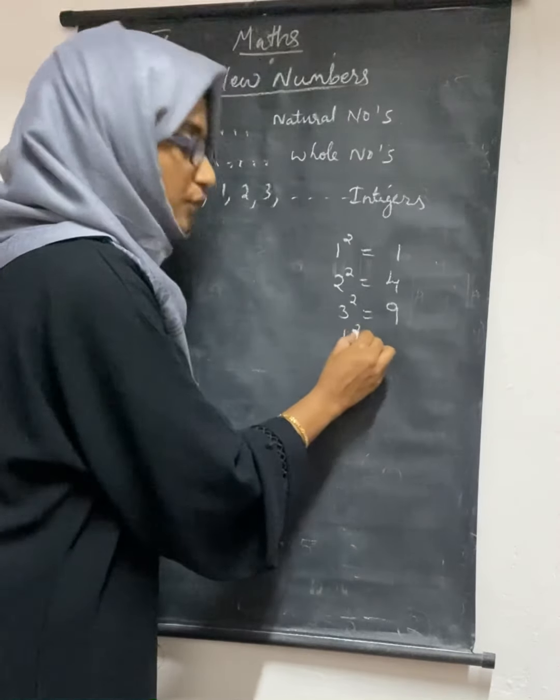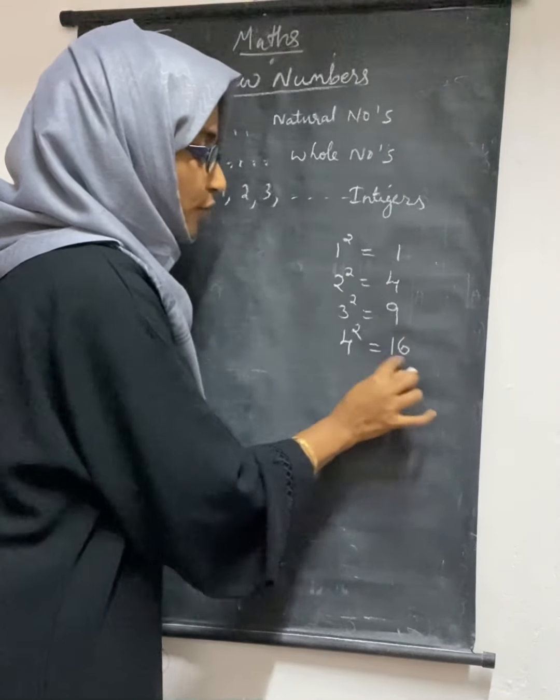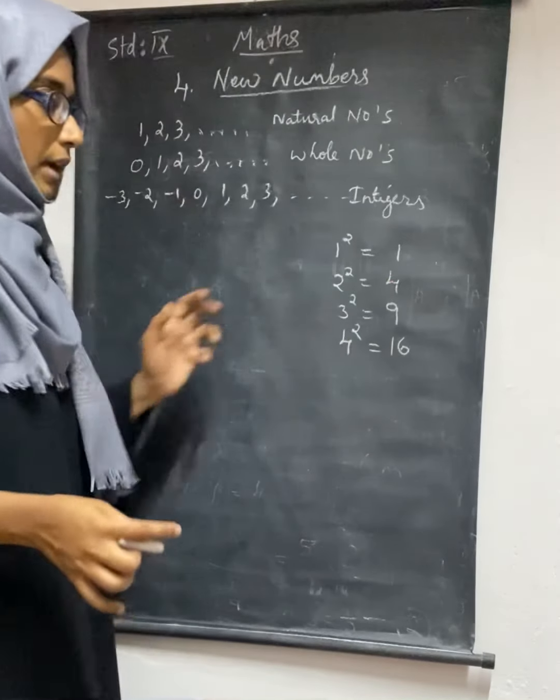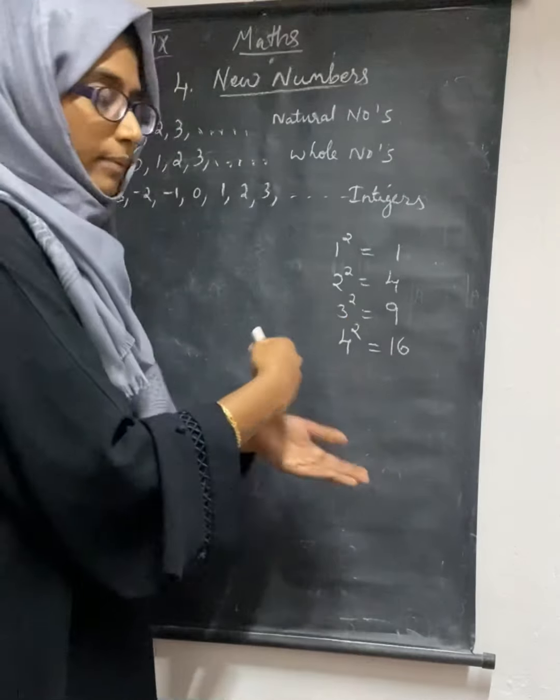4 square, that is 4 into 4. How much? 16. 3 3s are 9, 4 4s are 16, 2 2s are 4, like that. If you square, you will get the answer like this. Now I am going to ask reversely.